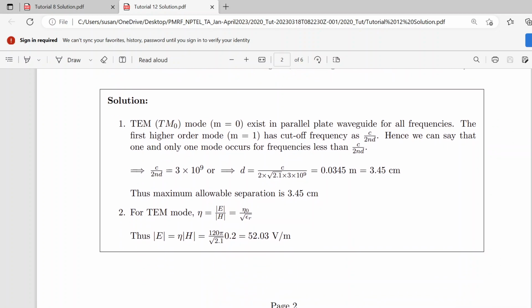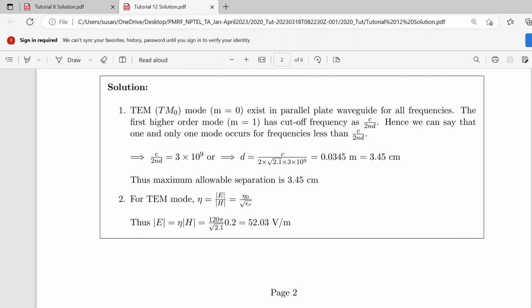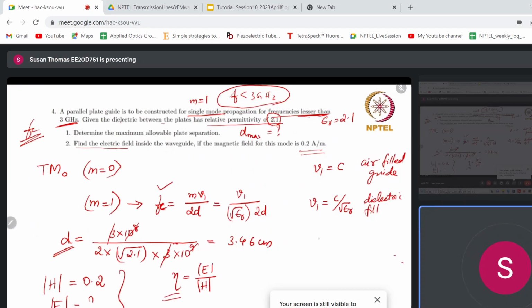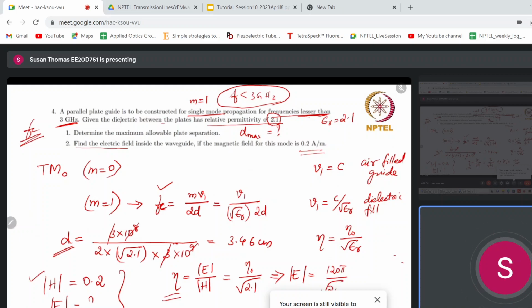We know how to write the expression for eta. It depends on whether it is dielectric filled or not. If it's dielectric filled, then eta is eta naught by root epsilon r, so eta naught by root of 2.1. Now we know H, find out E. E is equal to 120 pi by root of 2.1 into mod H. What is mod H? 0.2.